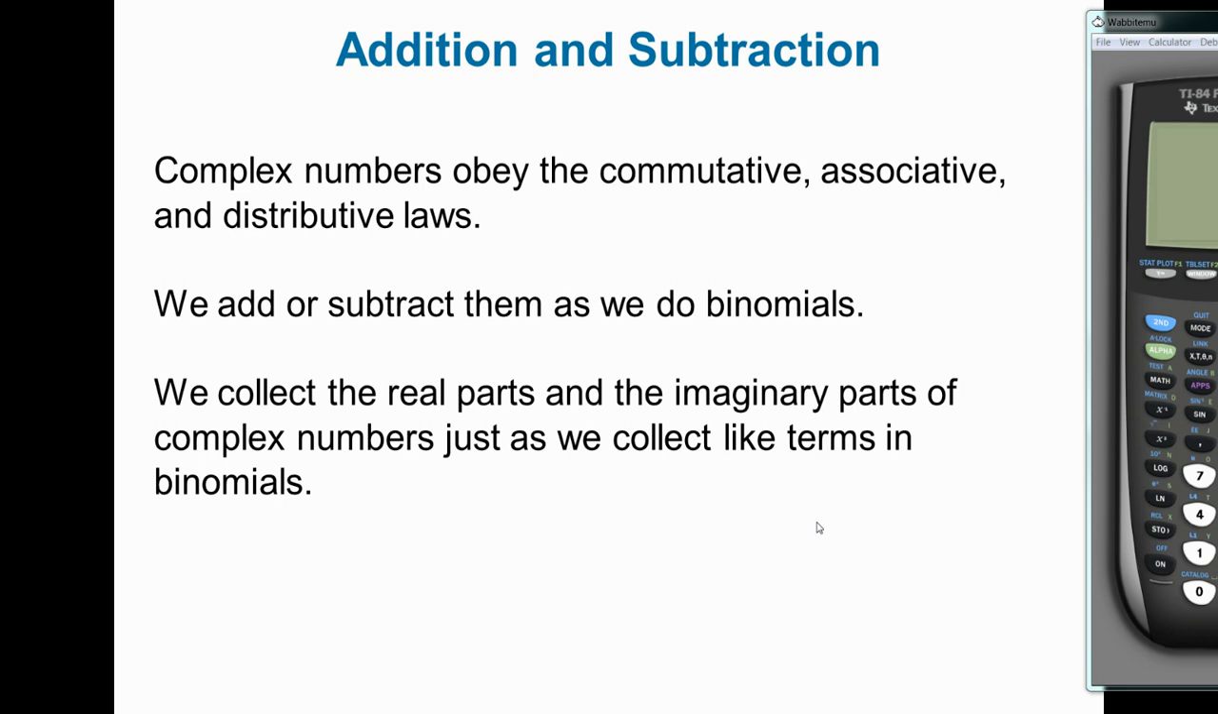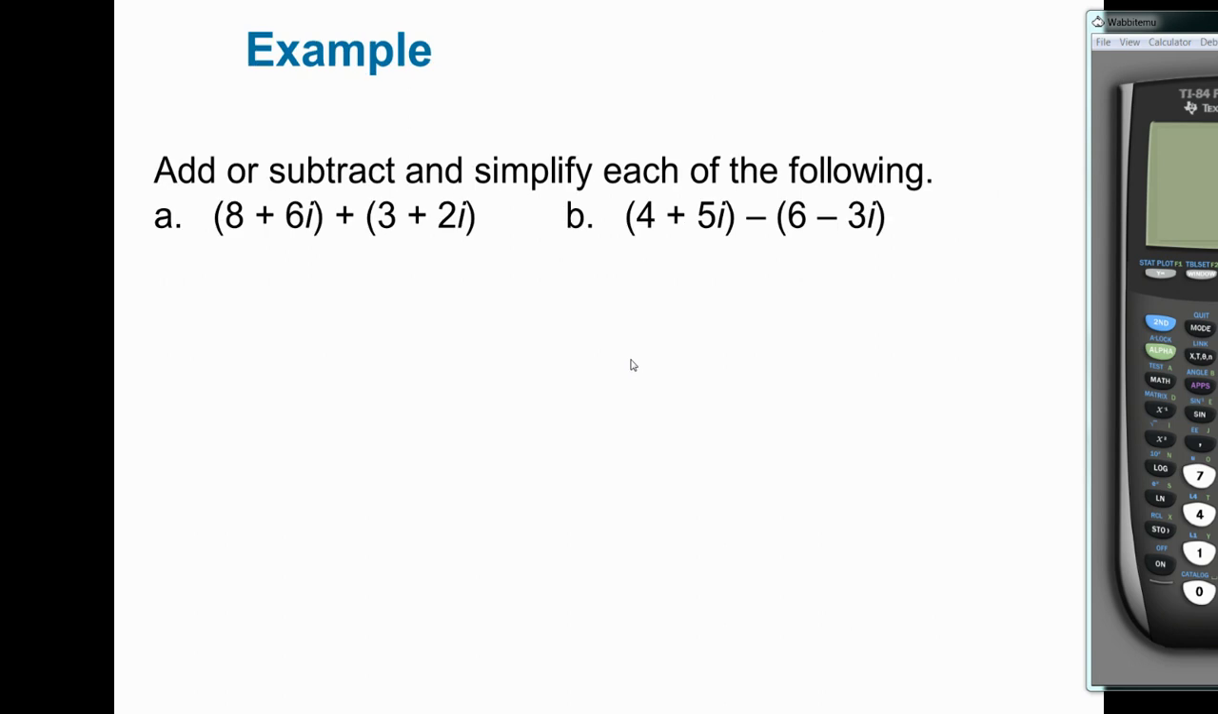Complex numbers obey the commutative, associative, and distributive laws. We can add and subtract them the same way we add and subtract binomials. We collect the real parts and the imaginary parts, just as we collect terms of any binomial. You treat the letter i like any other variable, an x or a z or whatever. So adding these two, we can even do this in our heads. 8 plus 3, that's 11. 6i plus 2i, that's 8i.